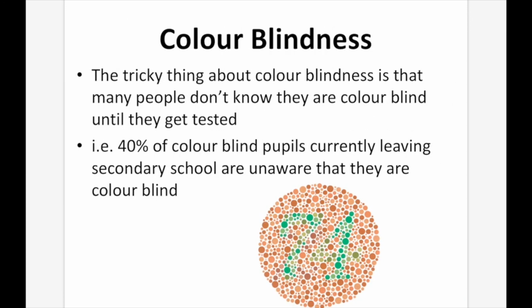Color blindness. The tricky thing about color blindness is that many people don't know they're colorblind until they get tested. In fact, 40% of colorblind pupils currently leaving secondary school are unaware that they're colorblind. And I have a quick story about this.